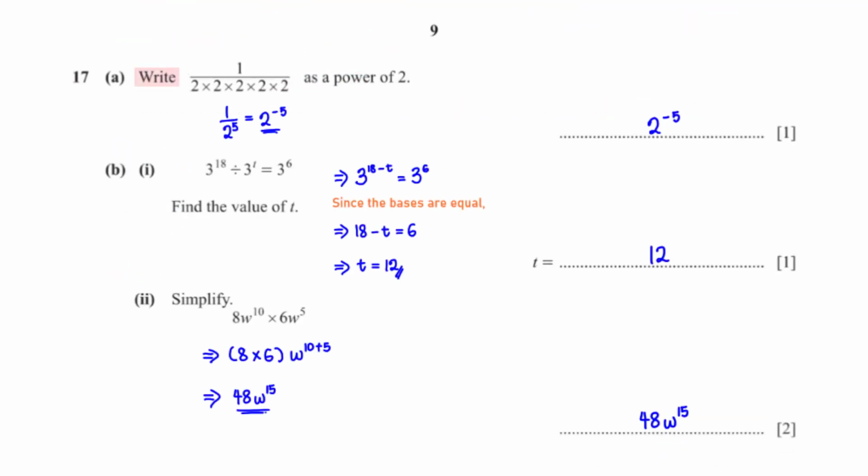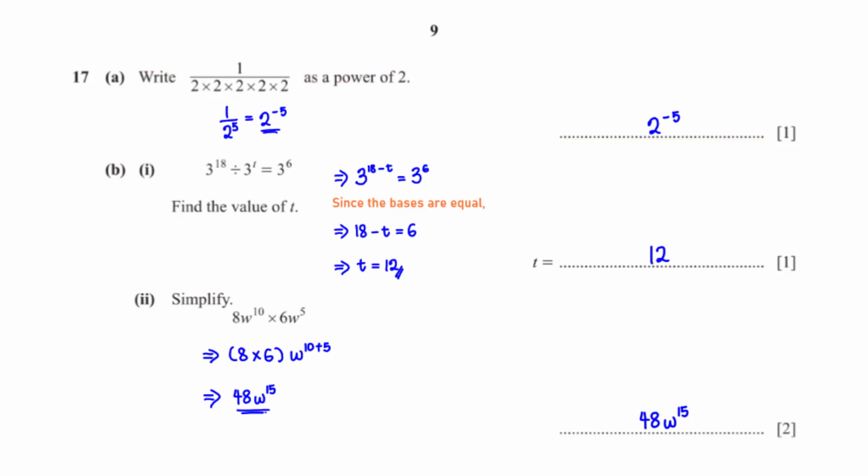Write 1/2 times 2 times 2 times 2 times 2 as a power of 2. We can rewrite this as 1/2 raised to the power 5. 1/2 raised to the power 5 can also be rewritten as 2 raised to the power -5.